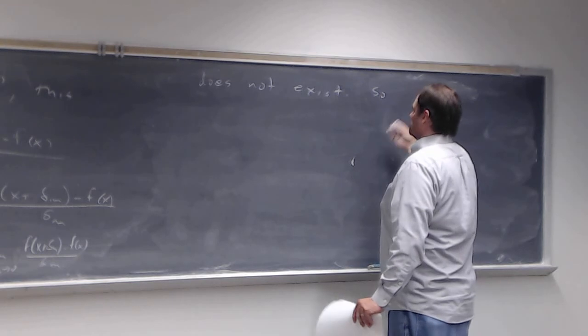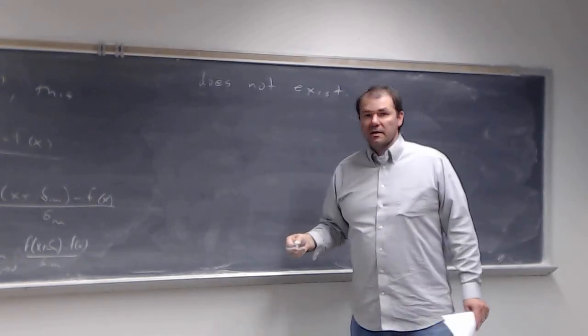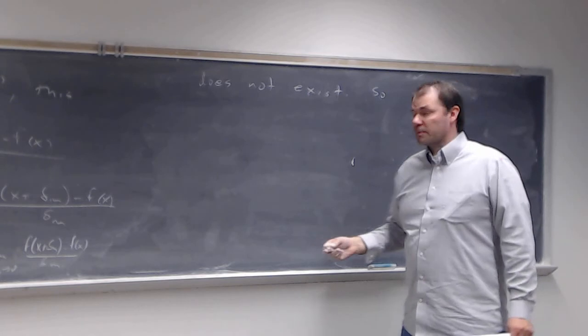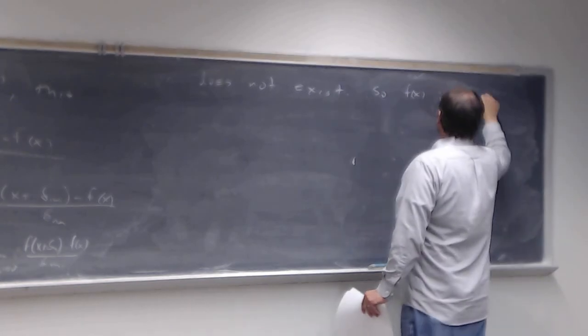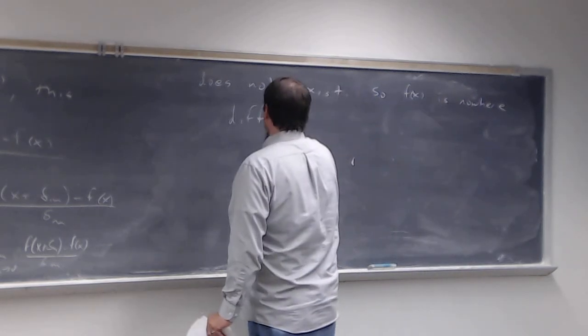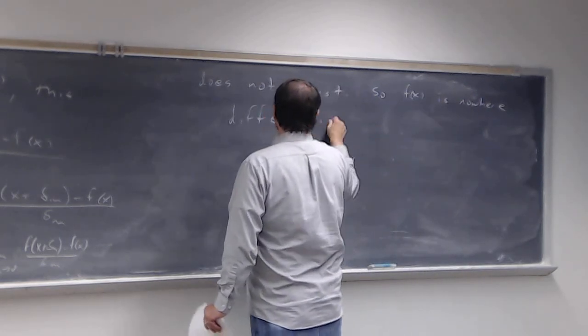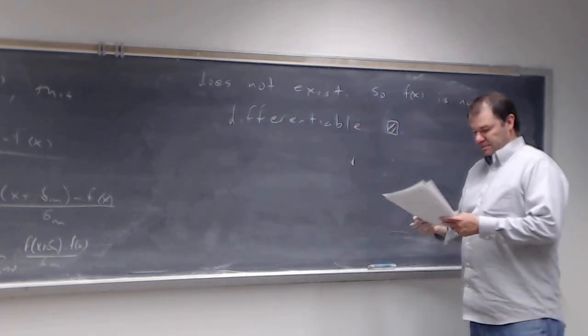So, since that means that the derivative does not exist at x, but x was arbitrary, so f of x is nowhere differentiable. And that's the proof. Excellent.